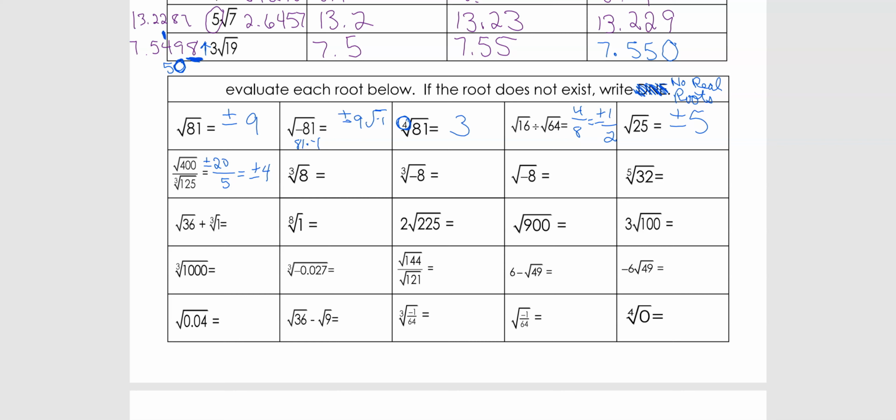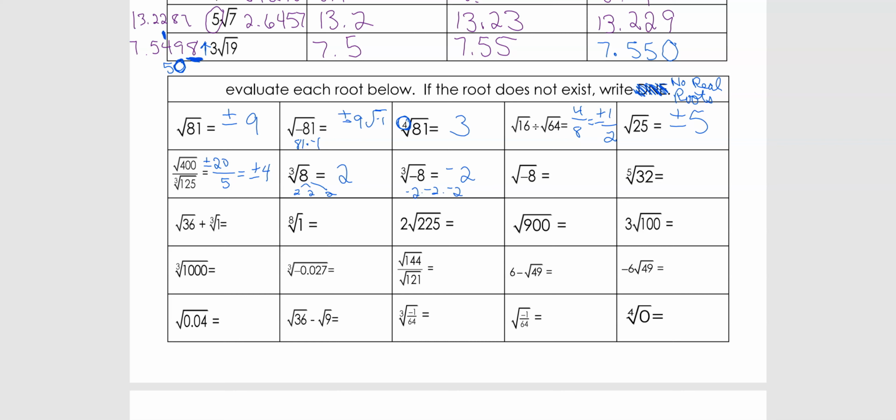This is one of our perfect cubes. We know it's going to be 2. Cube root of -8 is -2. And it's because, remember, 8 is 2 times 2 times 2. And -8 is -2 times -2 times -2.